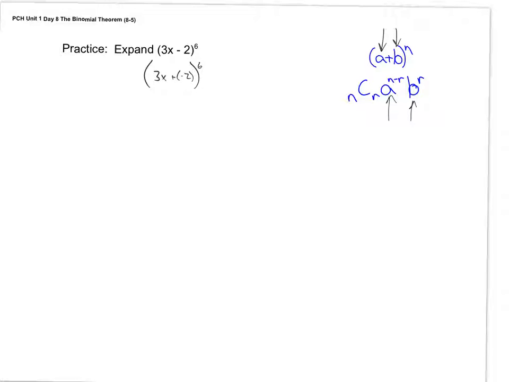You start with this first term at the highest power. So I'm going to start with something to the 6th power. What do I have to the 6th power in this case? It's a 3x. And here's where parentheses are important. It's going to be 3x, not just x to the 6th power. You're going to raise the entire term, 3x, to the 6th power. Does that make sense?